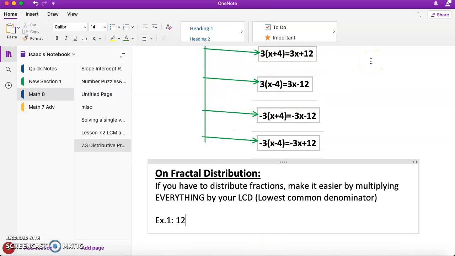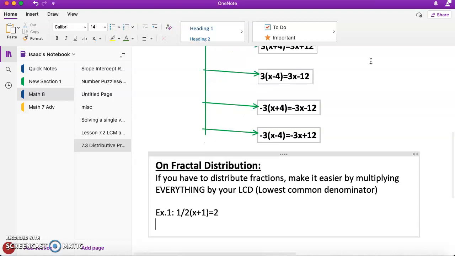So let's say we start out with 1/2 times the quantity of x plus 1 is equal to 2. Now, I could do what I would usually do and distribute 1/2 times x plus 1/2 times 1 and get 1/2 x plus 1/2, but there's actually an easier way. Let's look at all the fractional terms, meaning all of the fractions in this problem. Okay, there's only the one, and it's this 1/2 right here.